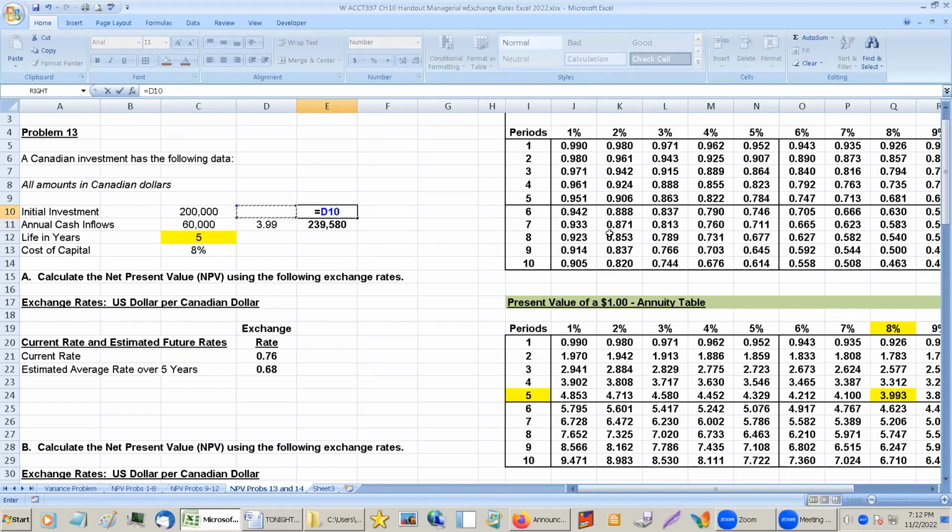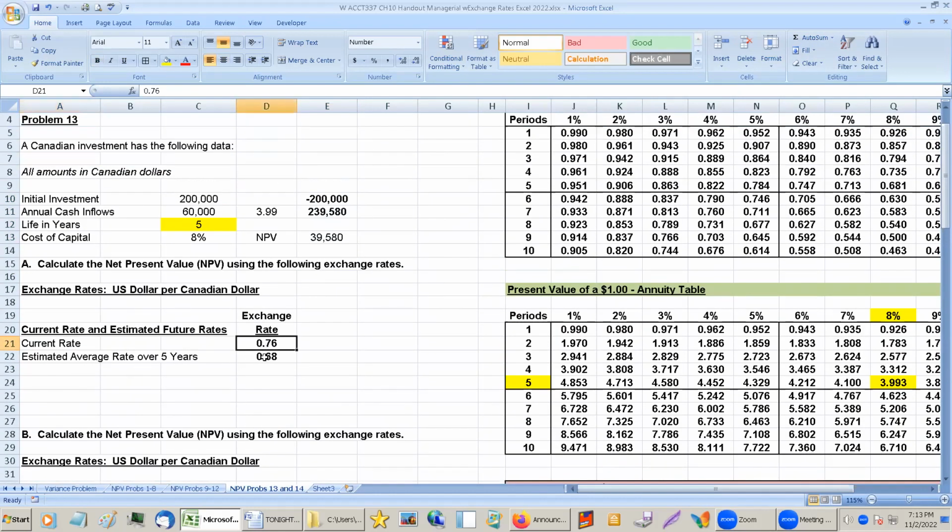And this is, oops, let's try that again. This is our initial cash outlay. So our net present value in Canadian dollars would be that. Okay, now here's the problem though.